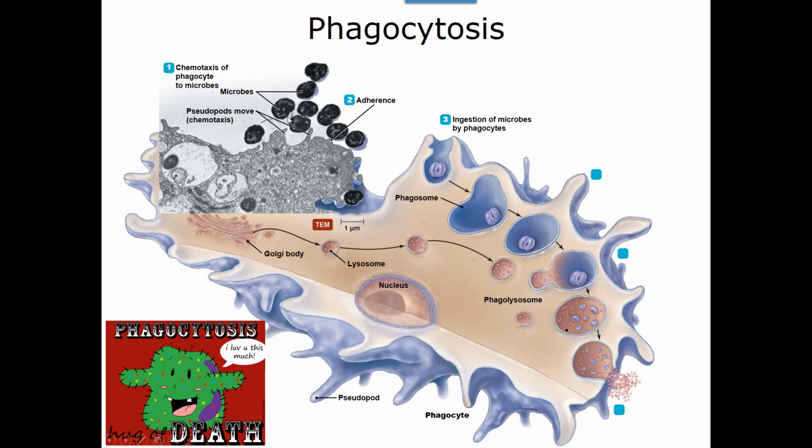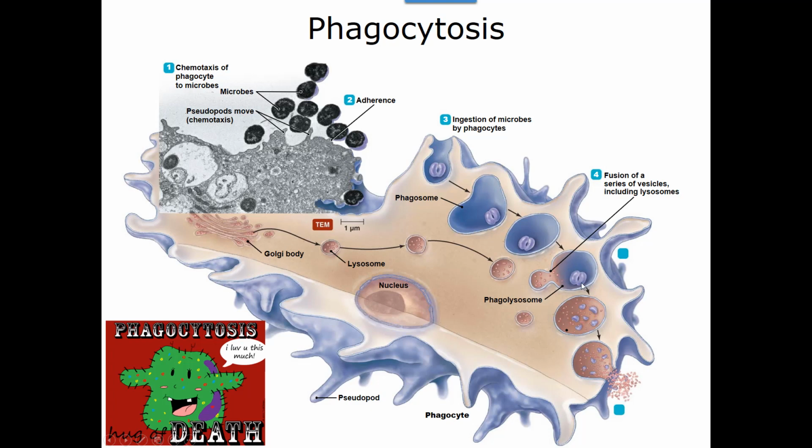Then you're going to have a lysosome whose job is, it's got digestive enzymes. It's going to fuse with this little vesicle that has our foreign object in it, and that digestive enzyme is going to break apart the bacteria. It's going to kill it, and then you're going to eliminate any of the particles from it.